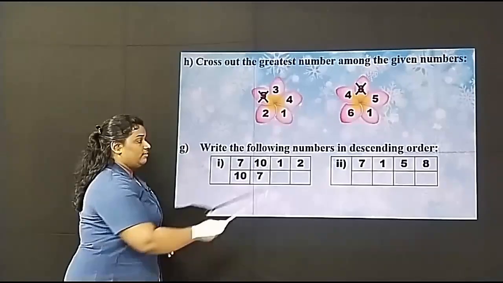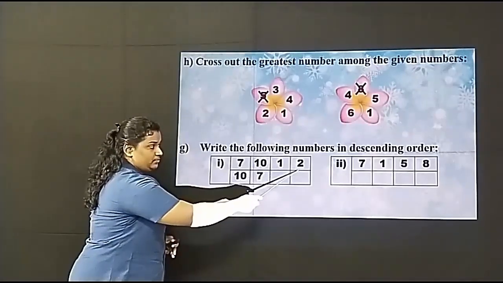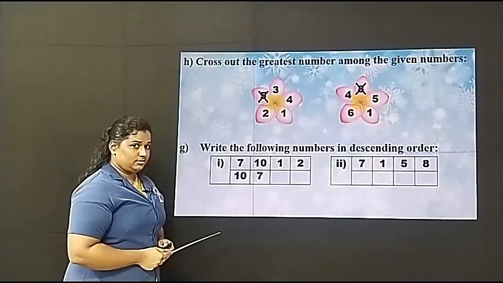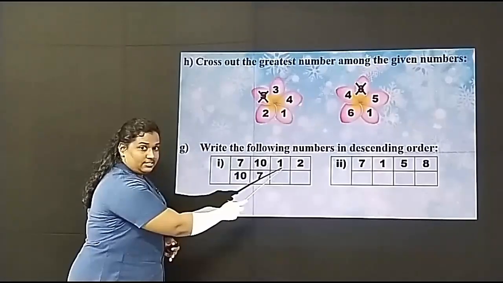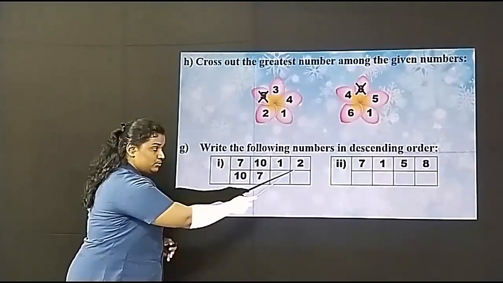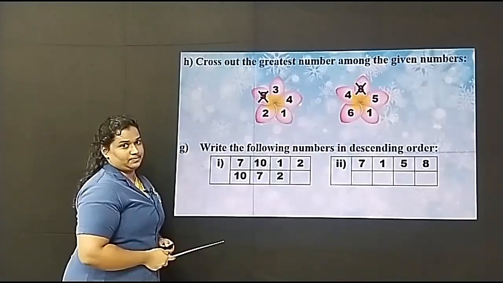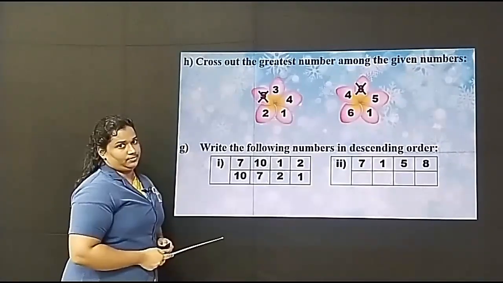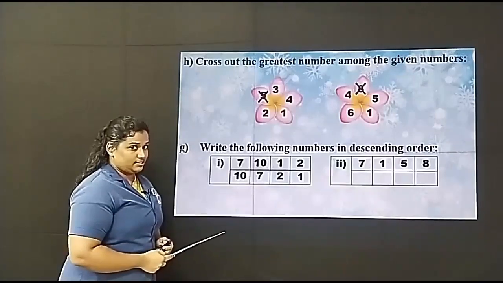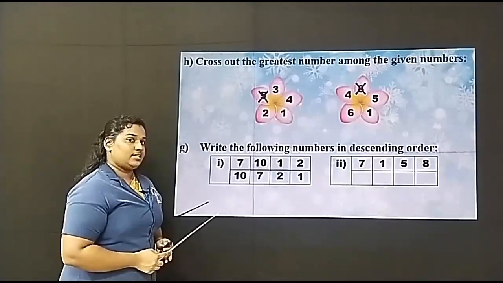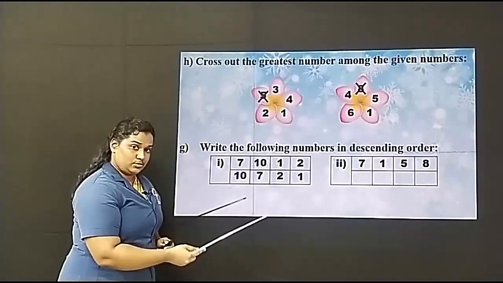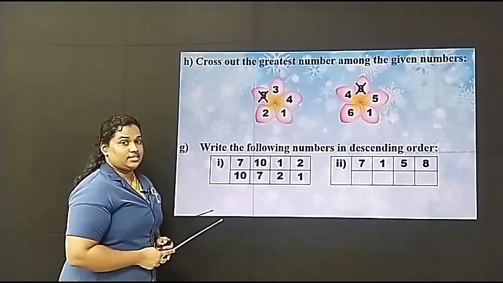Now we have 1 and 2. Among these two numbers, which is greater? Yes, 2 is greater than 1. So 2 comes in the next place. And at last the smaller number 1. So we have written these numbers in descending order. Similarly, let us write question number 2 in descending order.